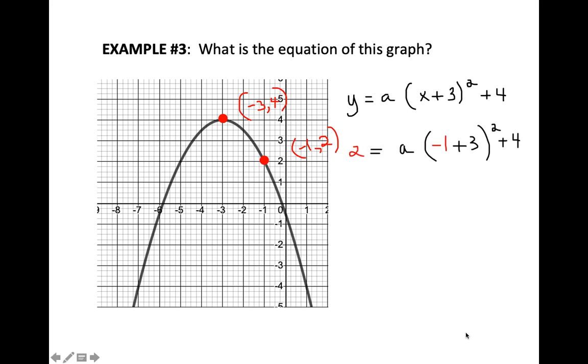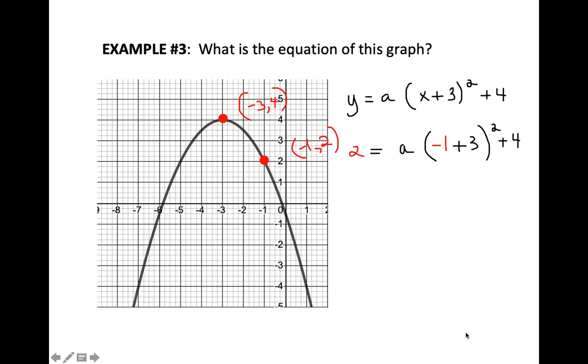So what I do then is take those values and plug them in. I say y is 2 and I put x as -1. And if you just look through the equation now, you should be able to tell that you have only one variable left to calculate. With a little bit of work, you'll be able to figure out what a actually is.